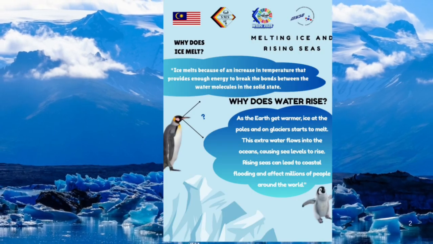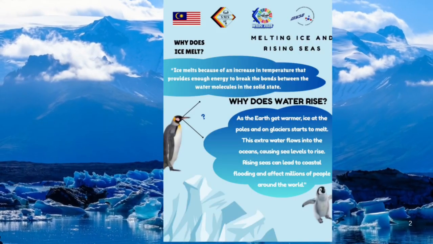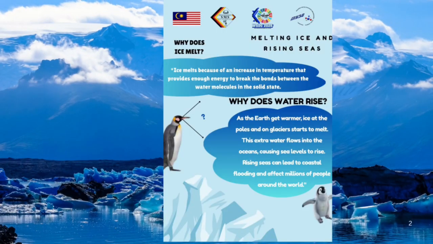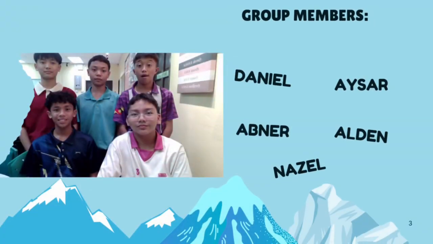So as you can see here, this is the poster that our team has been making. It's very simple, but this is the final design. And now I'll introduce you to our group members. Our group consists of five members: Daniel, Isa, Ebner, Eldon, and Nazar.